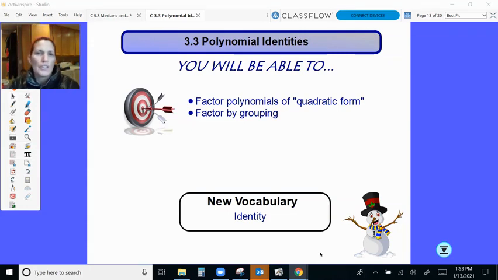Everybody, welcome back. We're going to do day 2 of factoring polynomials. Day 1, if you recall, we did the difference and sum of two cubes. Today we're going to look at how to factor using quadratic form and factoring by grouping.